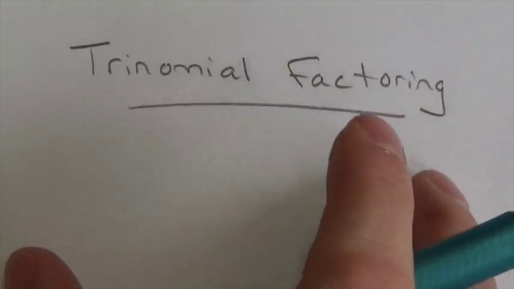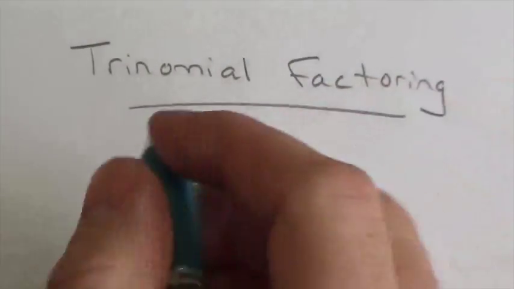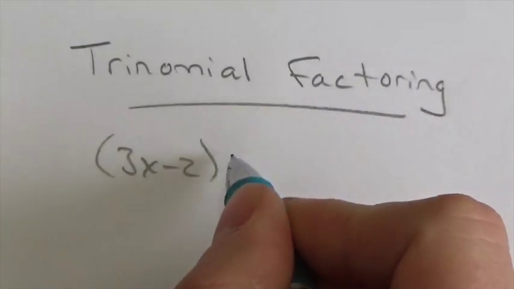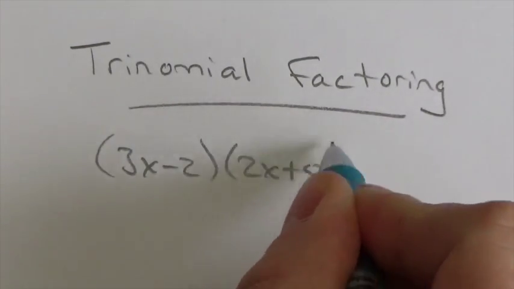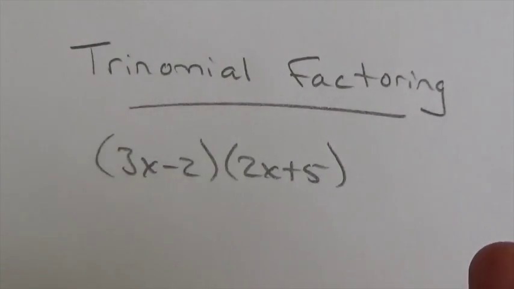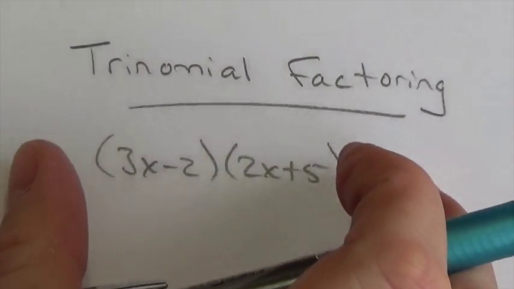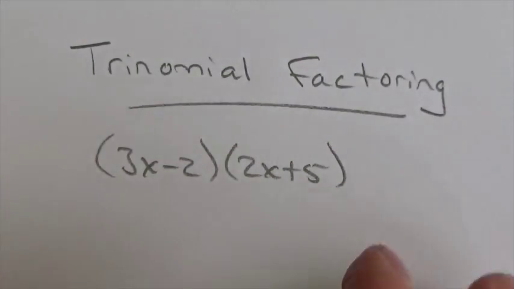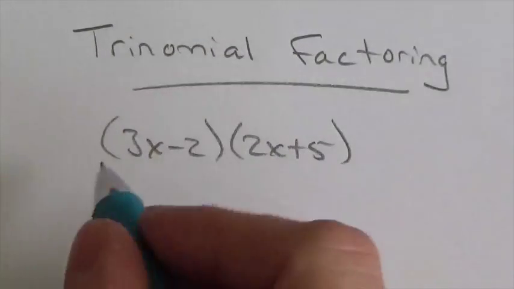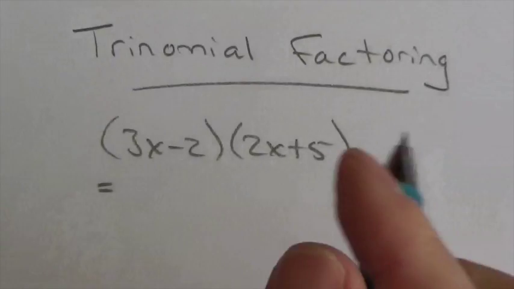Now, to start off, we're going to take a couple of binomials and multiply them together, because I'll show you what we mean. This is what a trinomial would look like in factored form. This is our goal here. So I'm going to start with this, expand it out, get an answer, and then show you how we get back to this. Okay? So first of all, I'm going to expand this out.